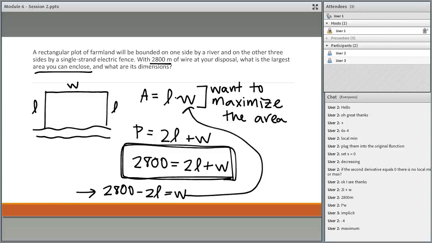Could we have also, instead of solving for W, right here, solved for L? Yeah, we could have solved for either one. The reason I chose W is just because if I had solved for L, I would have had to divide each term by 2, and I would have ended up with a fraction, which is completely okay. It's just the W is already completely by itself, so I chose to solve for the W rather than the L. Either way would have been completely fine.